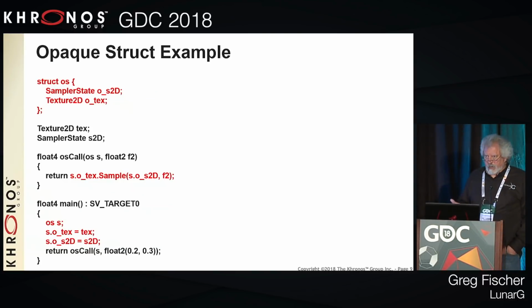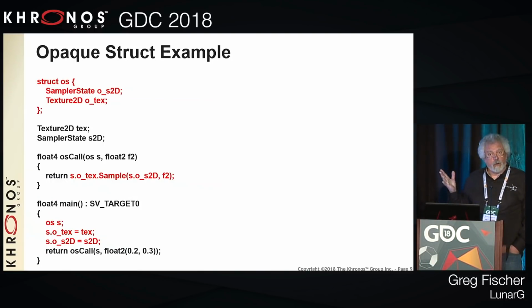One of the constructs is structures that contain opaque types, samplers, textures. Here's an example of that. This pattern is fairly common in different shaders, where a sampler or texture is assigned into a structure. That structure is passed maybe to a function call here, and then the sample is executed using values out of the structure.